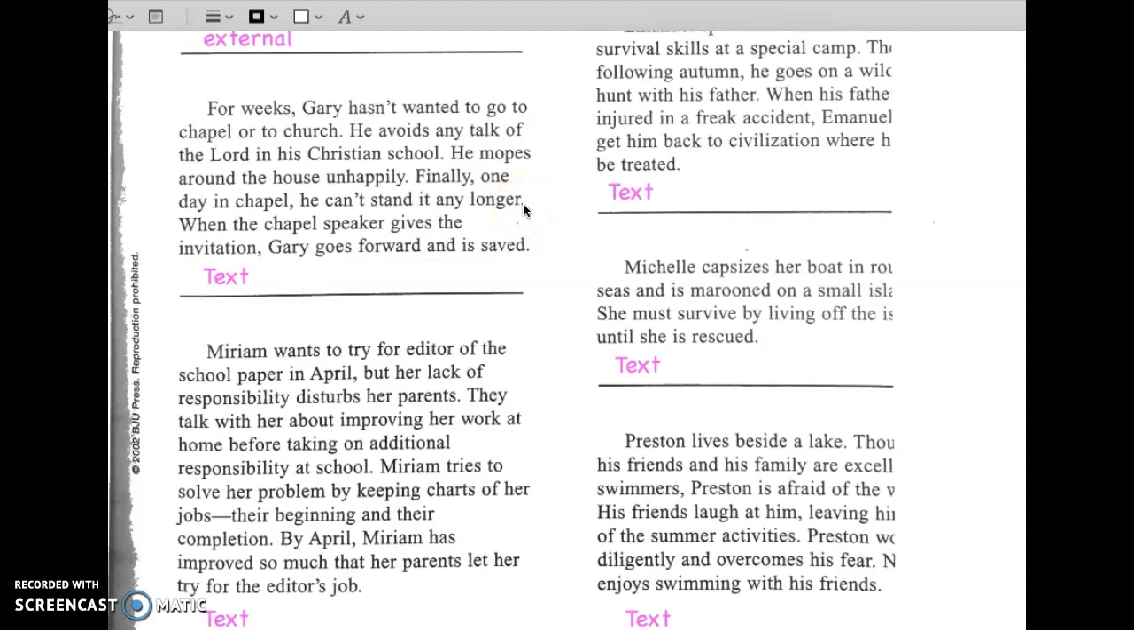What did you write here? So he's not actually having a conflict with anything outside himself, right? It's an internal conflict with himself about accepting the Lord as a savior.